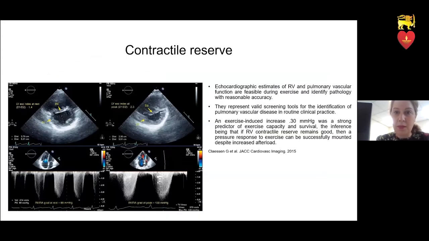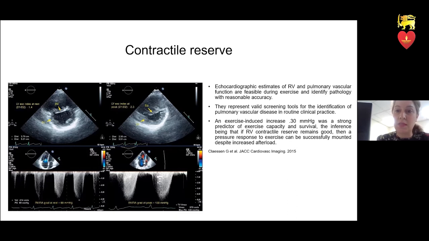And then how about the contractile reserve? It's very important when we perform stress echo, and I want to mention that because nowadays we use it more and more. It seems that it's a prognostic marker for mitral valve operation, for example, to assess heart failure patients, and we assess tricuspid velocities.